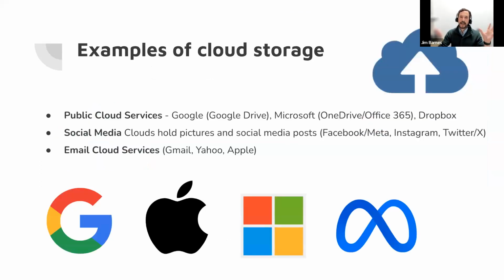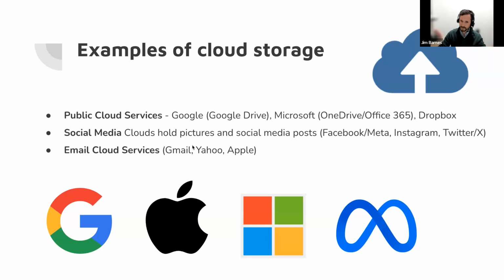So 3 categories of cloud storage, I'd say, are public cloud services. These are ones you've probably heard of, public meaning they're available to the general public. So Google, and they have Google Drive, or Microsoft. Microsoft offers OneDrive, which is sometimes called Office 365, or Dropbox. So these are examples of public cloud services.